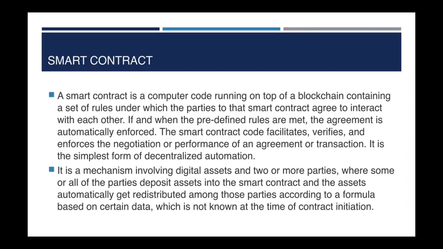Now let us see what is a smart contract. So smart contract is a computer code running on the blockchain network. It contains a set of rules under which parties agree upon a certain number of predefined rules. When these rules are met, the agreement is automatically enforced. So smart contract between two parties is mainly for transferring digital assets in the network.